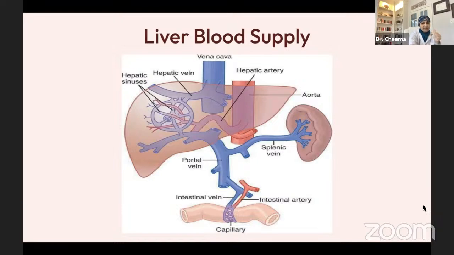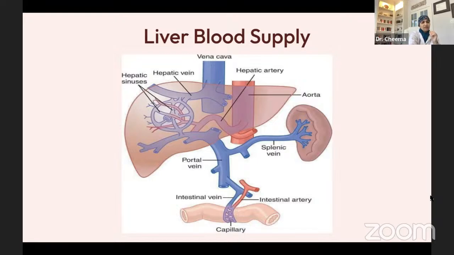So there are 3 things: bile duct, portal vein, and hepatic artery. The bile duct, hepatic artery, and hepatic portal vein together constitute the portal triad. And this triad runs between the layers of the hepatoduodenal ligament to enter the liver at the porta hepatis. So the portal triad enters the liver at the porta hepatis.